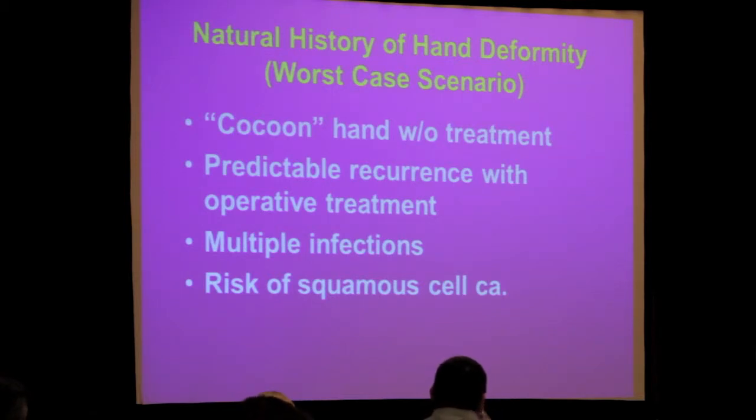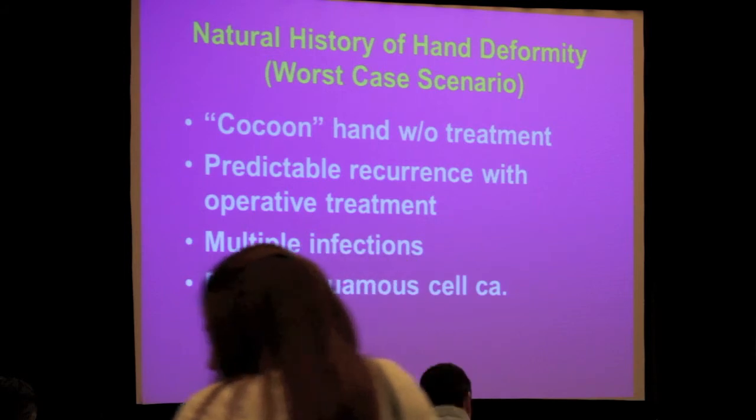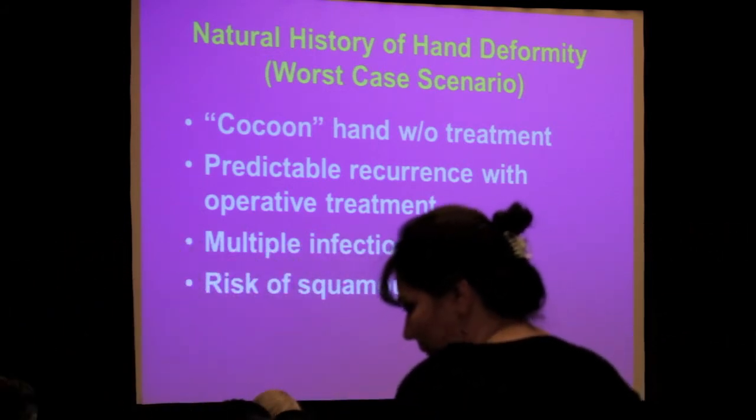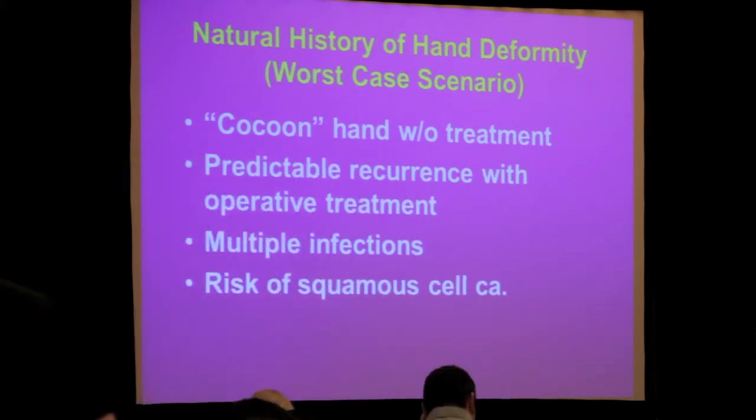What's the worst case scenario in EB? This is, in my opinion, the so-called cocoon hand, and this will result in some patients with EB who have undergone no treatment. Basically, there is loss of some bone, but the entire hand becomes encased in a cocoon of skin.